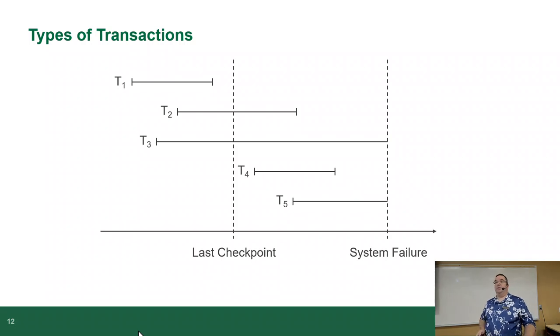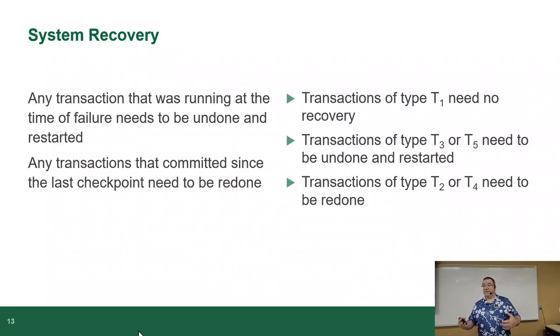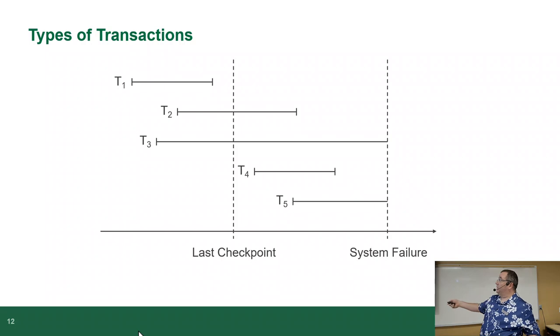Then there's a checkpoint. Checkpoint means it takes the results of that transaction and actually writes it to the disk. It's committed to the drive now. It's permanent. That's why it says that transactions that fall in the same category as T1 don't need to be recovered, because they've been committed to the disk. Type 3 and 5 need to be undone because they never finished. 2 and 4 need to be redone.